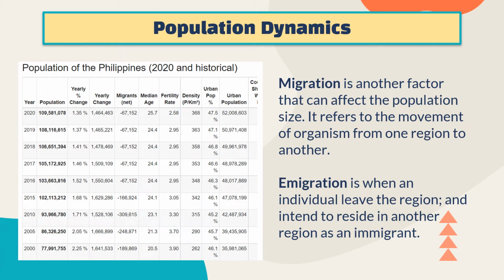It refers to the movement of organisms from one region to another. Migration, migrate. Ibig sabihin, you move from one place to another. When we say emigration, it is when an individual leaves the region and intends to reside in another region as an immigrant.